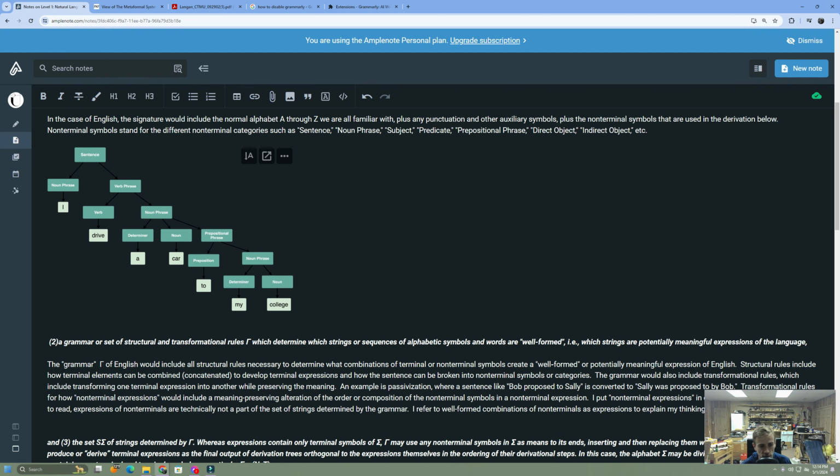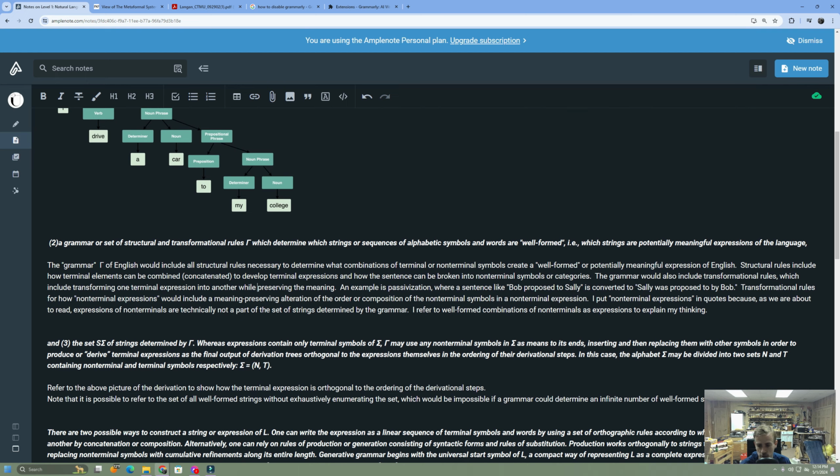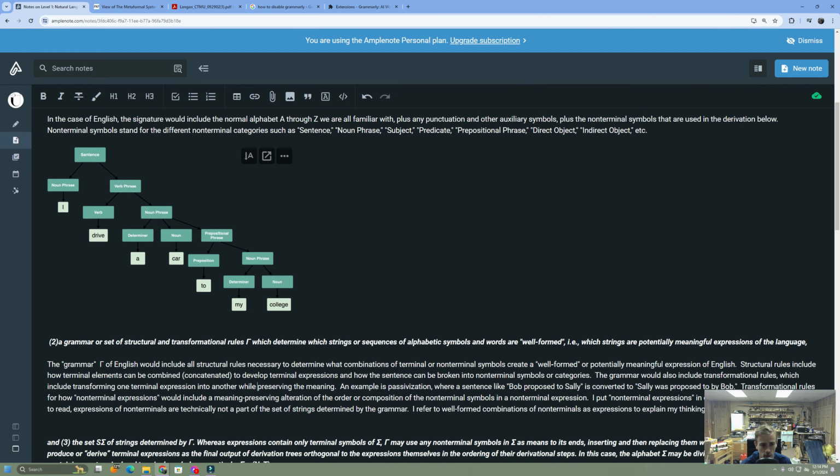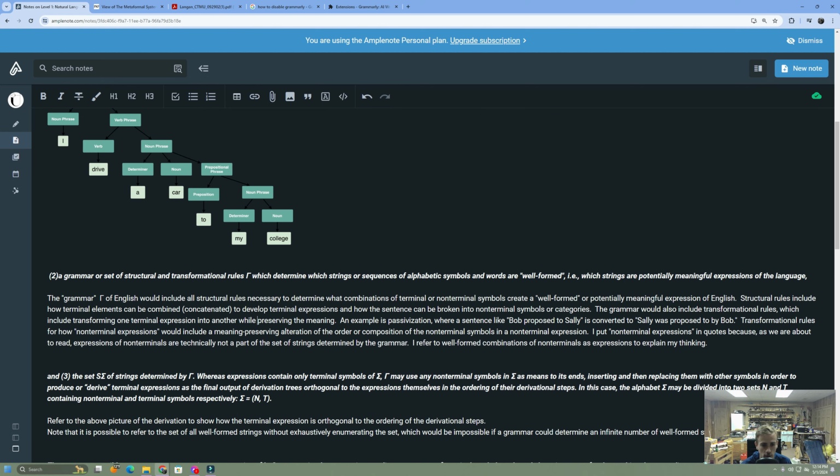And the terminal string is orthogonal to the up and down direction of derivation. And you can see the separation of the signature into non-terminal and terminal with the different colors used here. Like I said before, the green is non-terminal and the beige is the terminal.